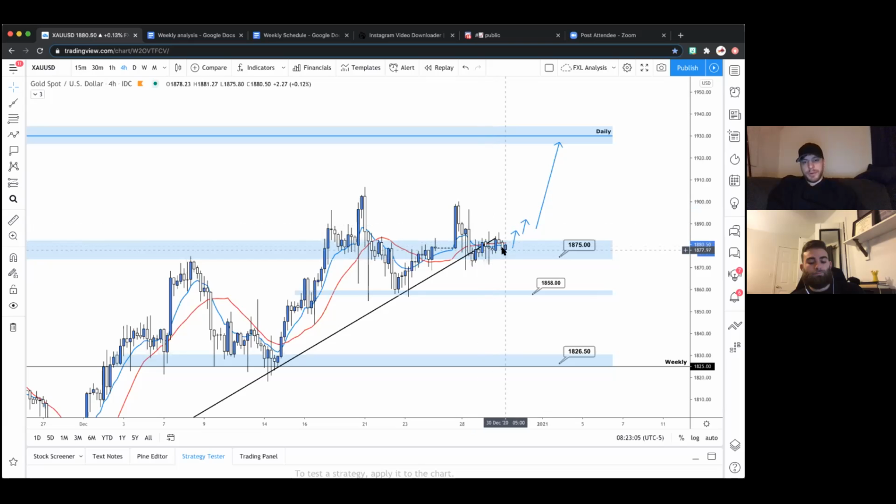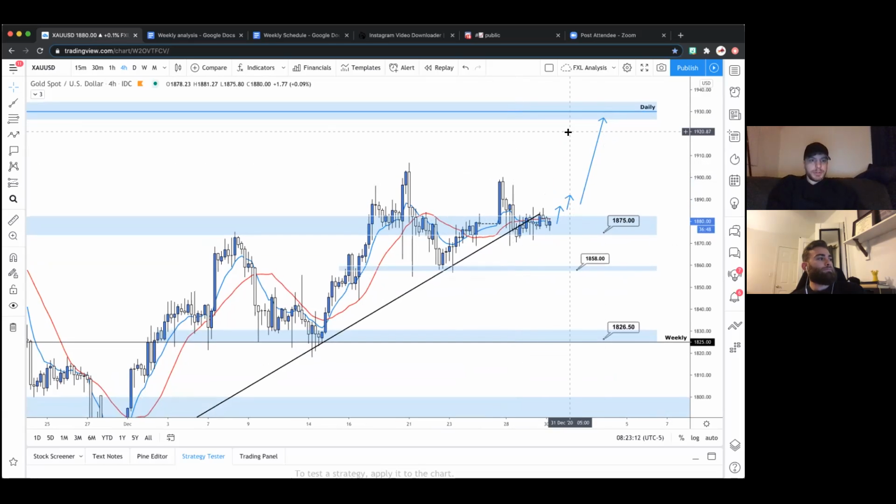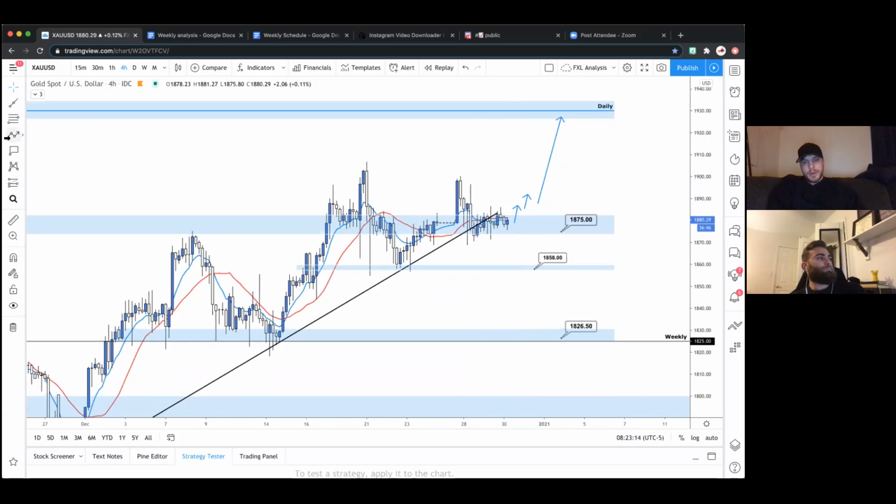Okay, looking to enter somewhere in here. Just looking to confirm this high or low above 1875, and then we're in, filling this range towards the daily. All right, so if that takes place, we'll enter there. That'll be a great trade.